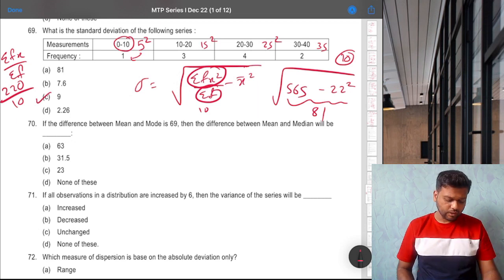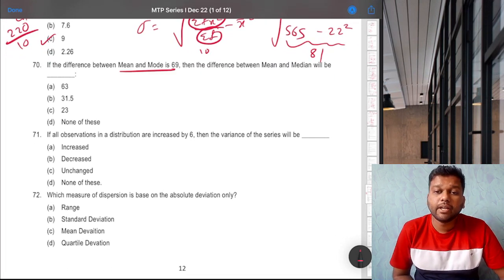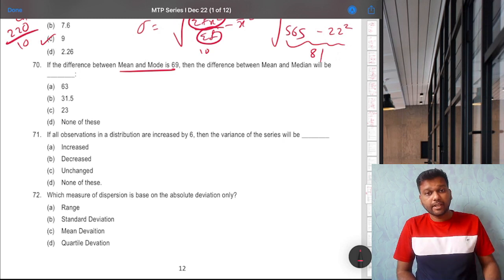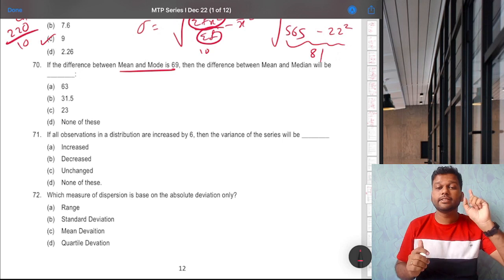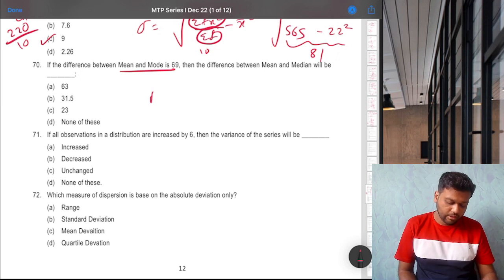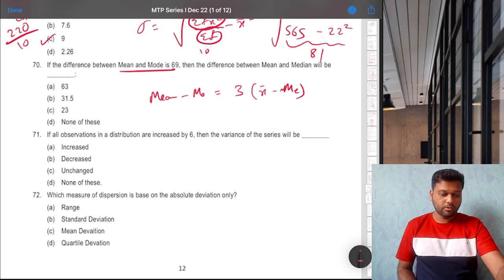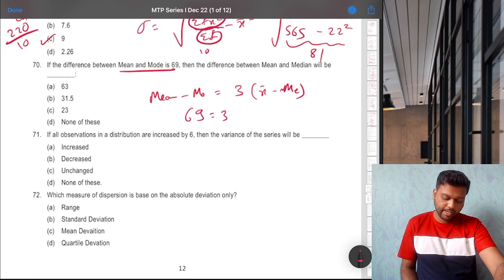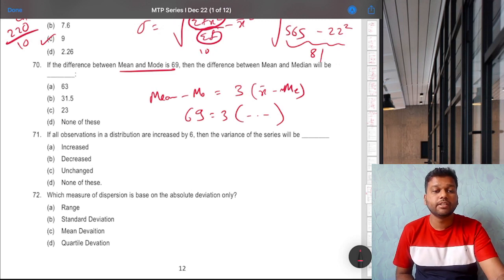Okay, 70. If the difference between mean and mode is 69, then the difference between mean and median will be what? Now they have to specify that this is only for moderately skewed distribution, because only then this empirical relationship works. What is the empirical relationship between mean, median and mode? Mean minus mode is equal to 3 times mean minus median, right? So we know that 69 is equal to 3 times of this difference. So that difference will be what? 69 by 3. 69 by 3 is 23. Option C is the correct answer for 70.